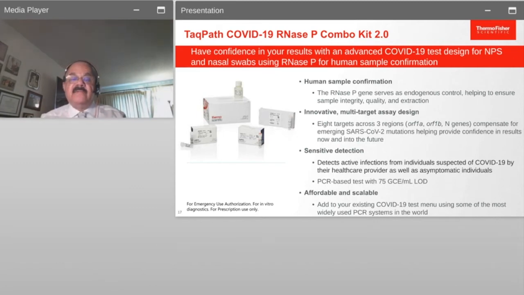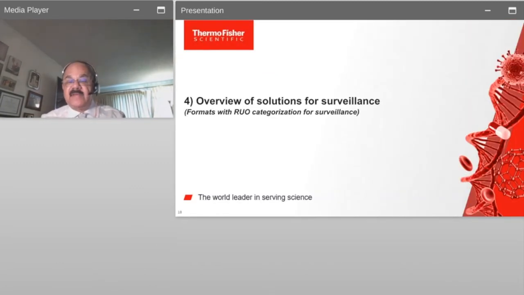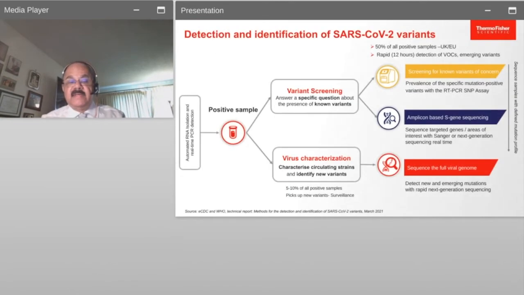The other part where we work is in surveillance. These are RUO products, and they can be used to detect variants. So one workflow that we generally talk about is detection and identification of SARS-CoV-2 variants.